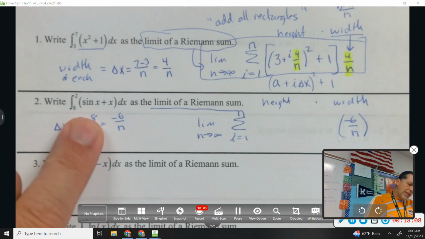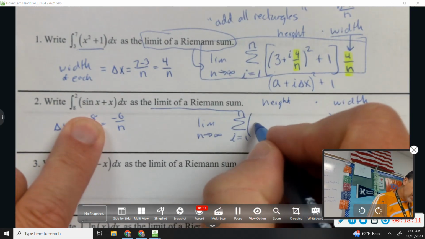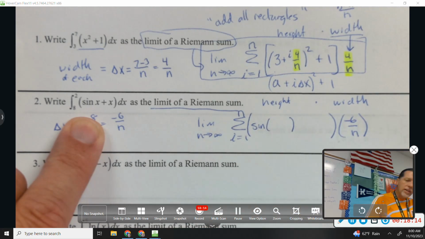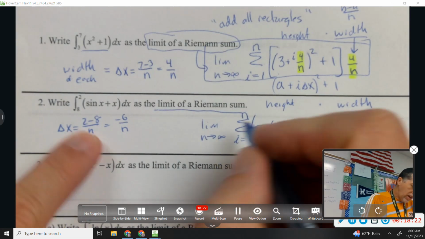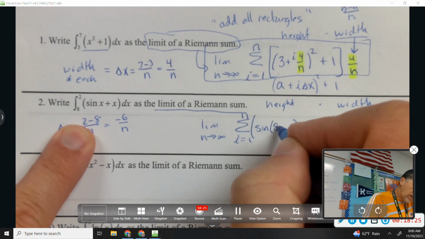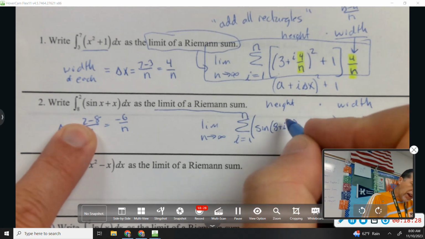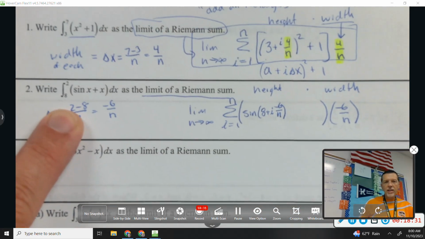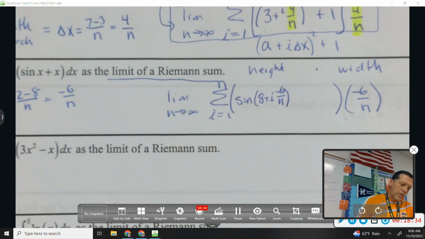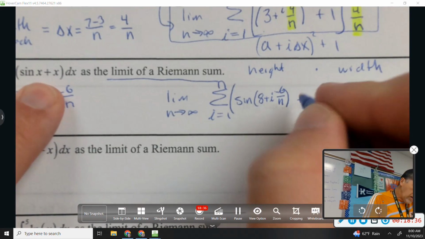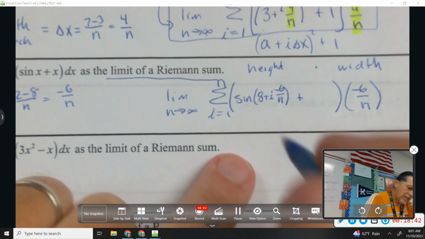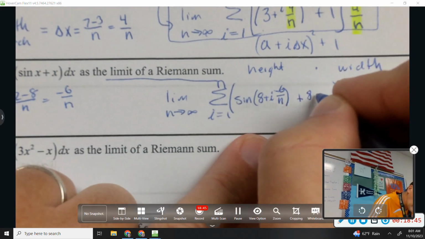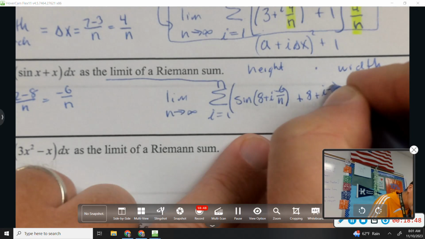And then my height is sine of, let's see, because I got to plug in the x value. I'm going to start at a and move over delta x each time. Starting at 8, put my counter on there. Delta x, we already said, was negative 6 over n. I didn't write this big enough to start with. Plus x, well, x is a, and then plus a plus I negative 6 over n.